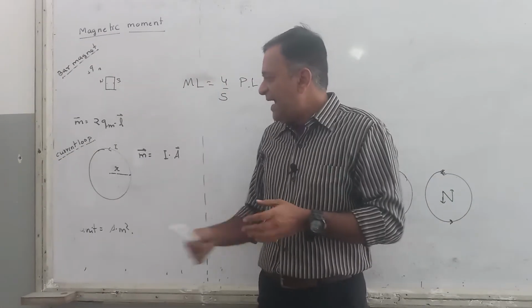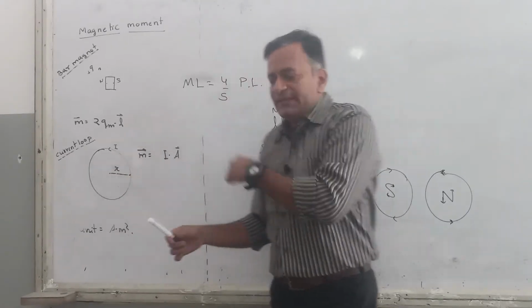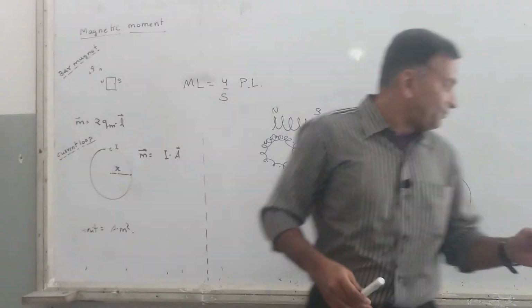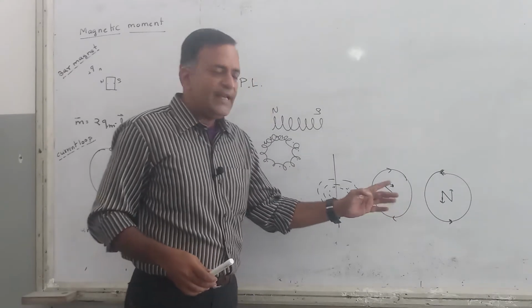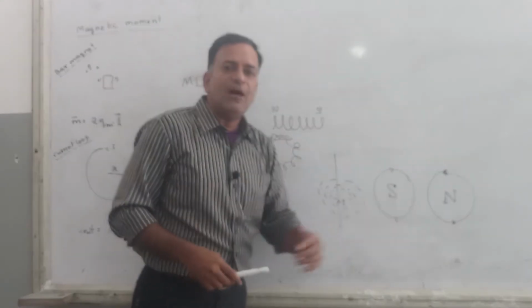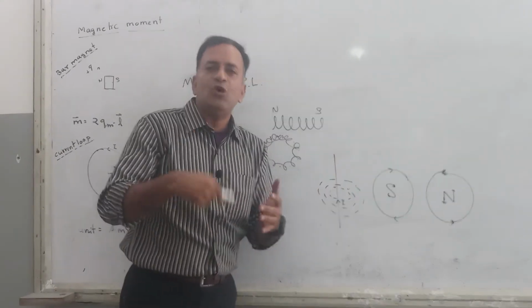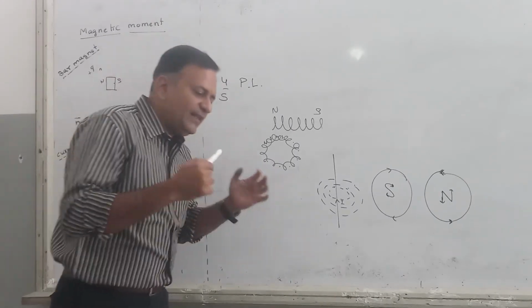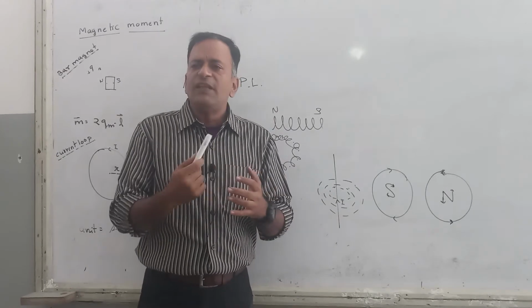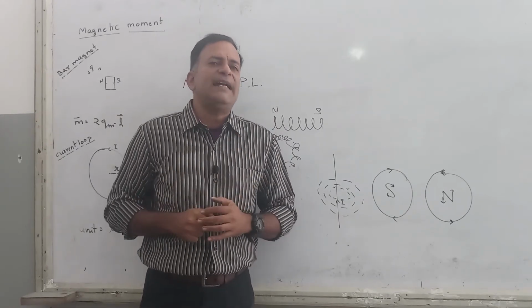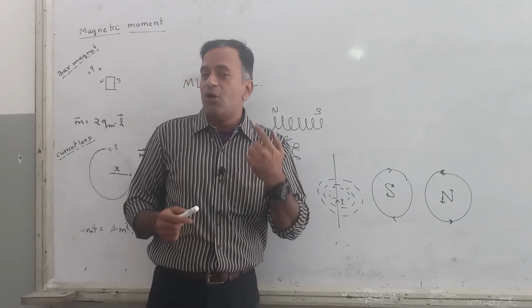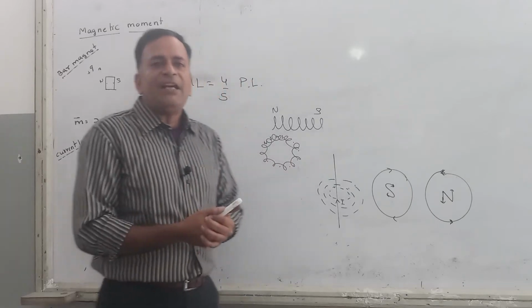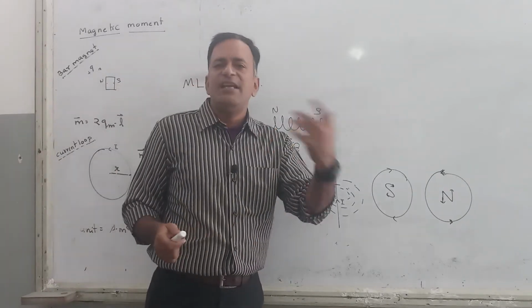Similarly in this current loop, is it possible to separate north and south? No, it is not possible, because any motion that is clockwise from one side will be anti-clockwise from the other side. There is no circular motion which is clockwise from both sides. There is no circular motion which is anti-clockwise from both sides. That is why a magnetic monopole is not possible. Okay, that was a different point.